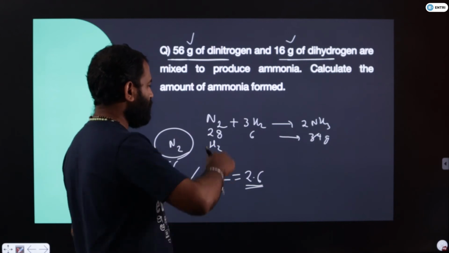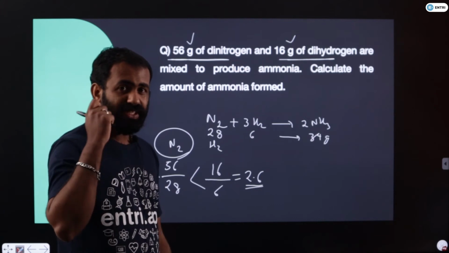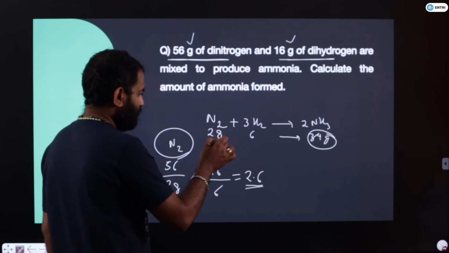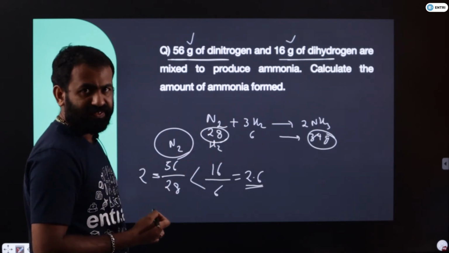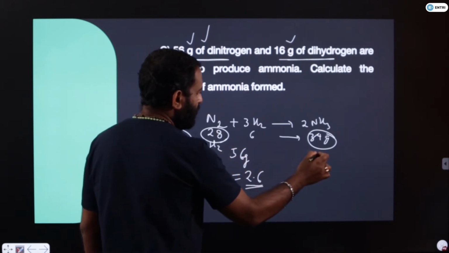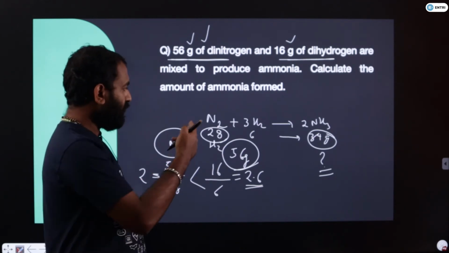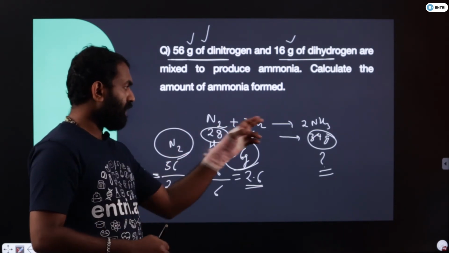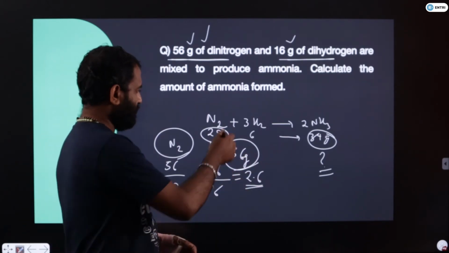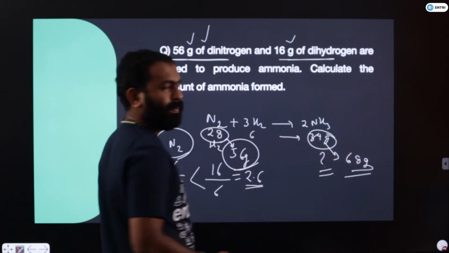So, the amount of product is always based on the limiting reactant. 34 gram ammonia requires 28 gram nitrogen. Here the amount of nitrogen is 56 gram, and the amount of ammonia produced is based on the limiting reactant, which is nitrogen. So, 28 gram nitrogen gives 34 gram ammonia, and 56 gram nitrogen gives 68 gram. This is the double value, so 68 gram.